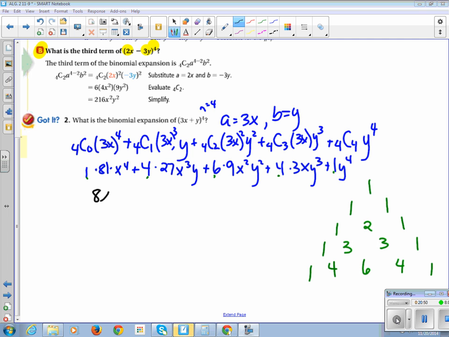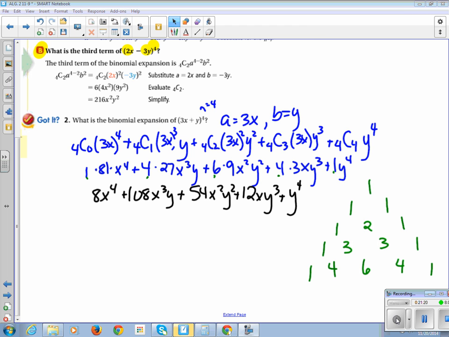All right, now we're going to simplify this all down to one concise number. This is 81 x to the 4th. Whew. 27 times 4, well, 20 times 4 is 80, and 4 times 7 is 28. 80 plus 28 is 108. 6 times 9 is 54. 4 times 3 is 12. And that should be the answer. I, of course, have my little cheater. Make sure it matches. Yes.